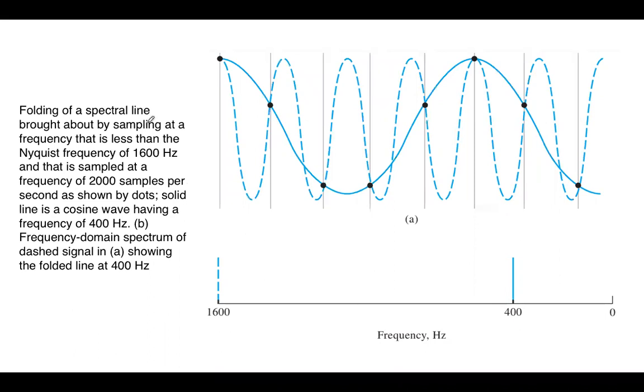This shows folding of a spectral line brought about by sampling at a frequency that is less than the Nyquist frequency of 1600 Hertz, sampled at 2000 samples per second, as shown by the dots. We've got the frequency here in Hertz; this is our frequency domain spectrum, which we got from the time domain spectrum up here. The solid line is a cosine wave having a frequency of 400 Hertz. So that's going to be our radio frequency wave that we're passing through.